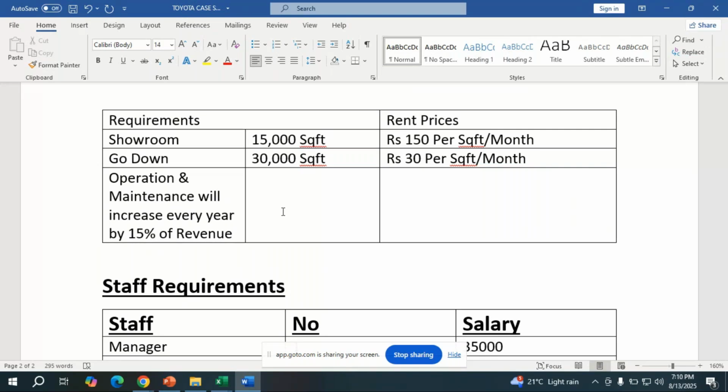Here we have one more expense, the operation and maintenance expense, obviously. Maintenance cost is a part of that. So the operation and maintenance expense will increase every year by 15% of the revenue. This is how we are going to take it up. We'll just see here.